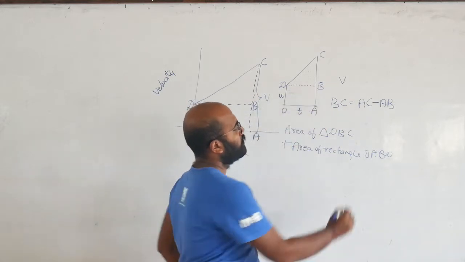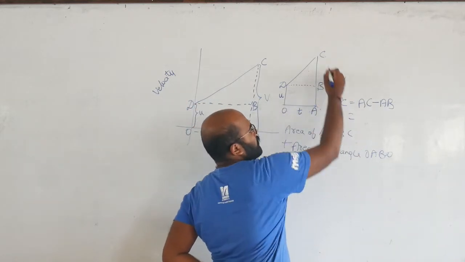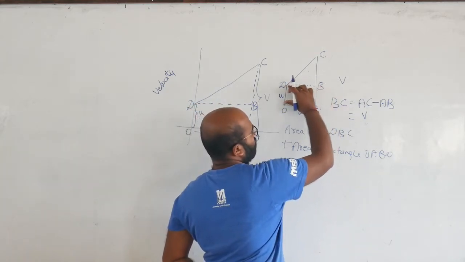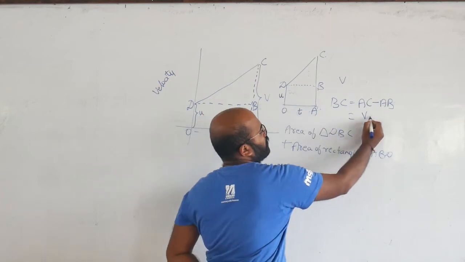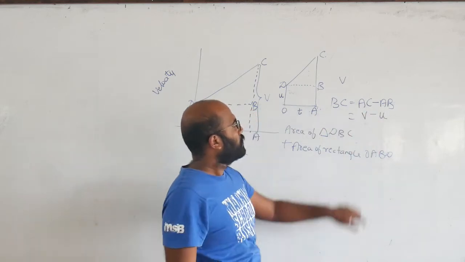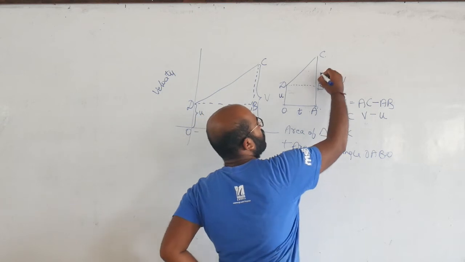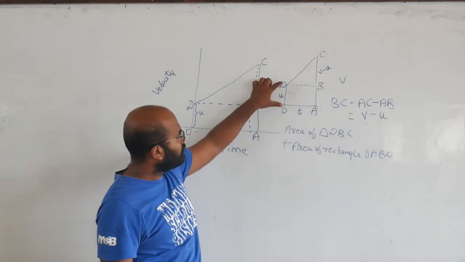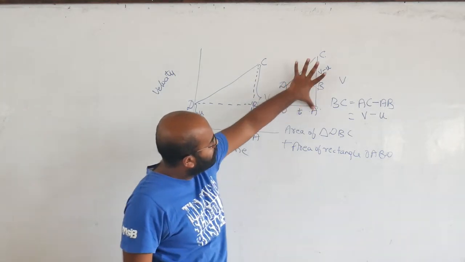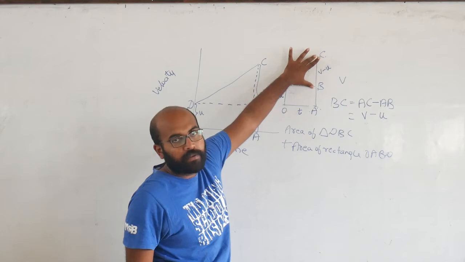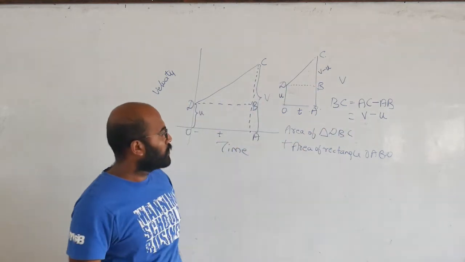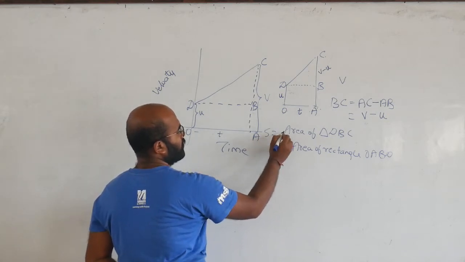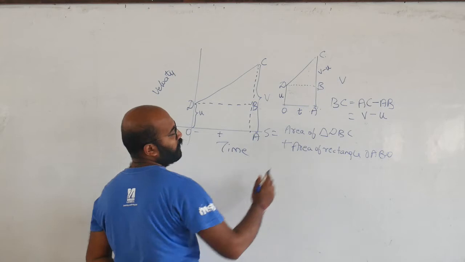So what is this BC? What is AC? AC is final velocity. What is AB? This is nothing but u, since these two are parallel. So BC is v minus u. This is u, this is also u, so the total is v. So this will be v minus u. So if I want the displacement, that is area of triangle plus area of rectangle.